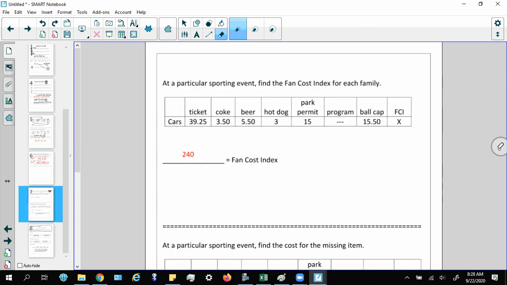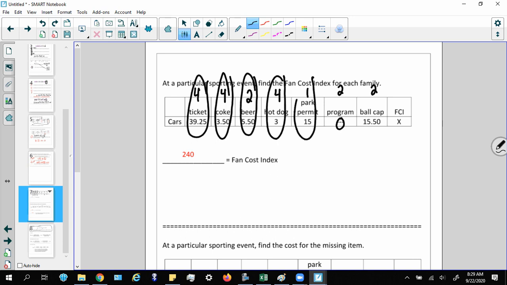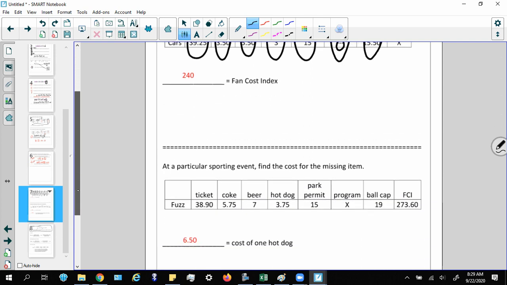All right. At a particular sporting event, remember the setup. Four tickets, four Cokes, two beers, four hot dogs, one parking permit. If you ever see a program and there's a dash here, that just means zero. Two programs and then two ball caps. So I'm going to multiply these two, multiply these two, multiply these two, multiply this, this, this, and this, and just add it all up, and you're going to get X. All right, that's very straightforward.